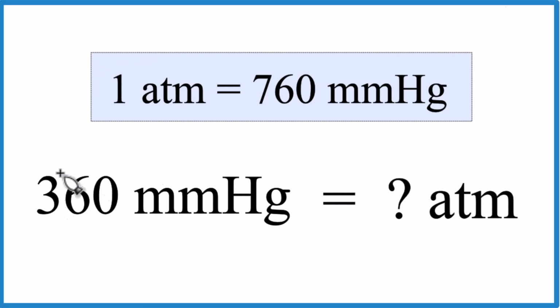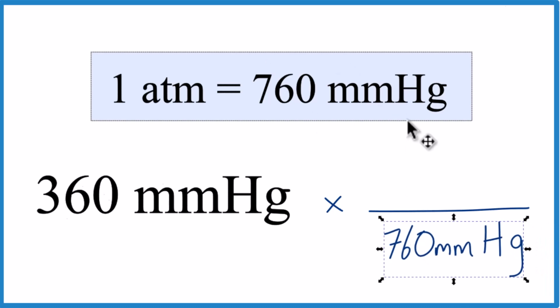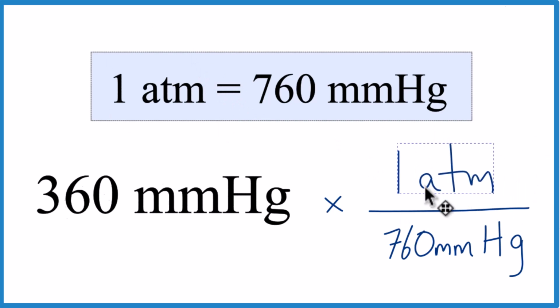So what we're going to do is multiply our 360 millimeters of mercury by our conversion factor. Since we want millimeters of mercury to cancel out, we're going to put the 760 millimeters of mercury in the denominator. Then we want to end up with atmospheres. Let's put our 1 atmosphere here in the numerator.